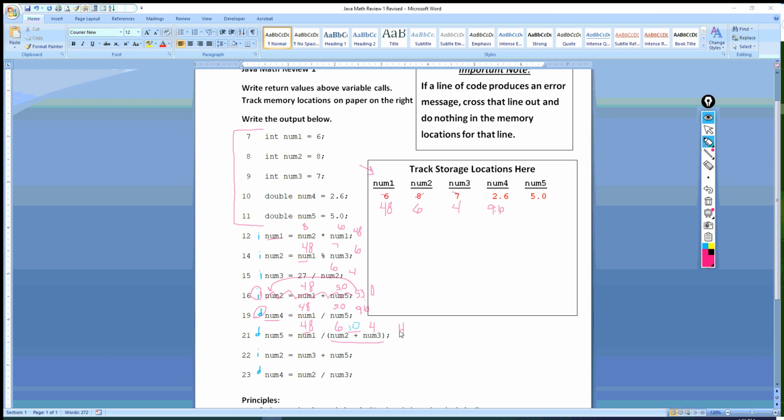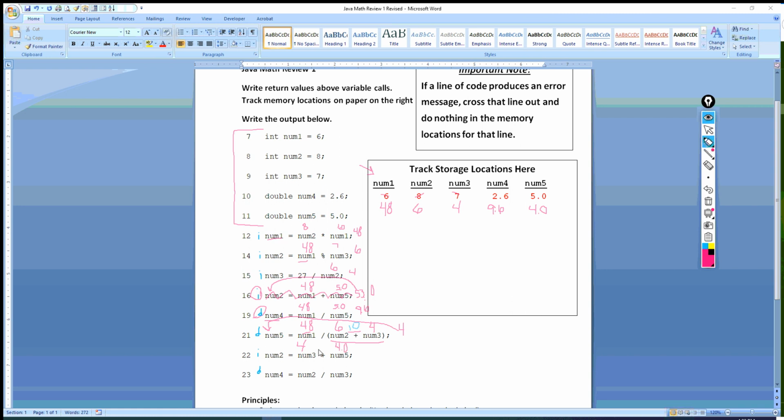Alright, so now we're going to store the 4, or the int, inside of num5, which is a double. Now it fits. An int is smaller, so it does fit inside of num5. But when it gets put in there, it's converted to a decimal because it's a double variable. So it's got to be converted to a decimal, which means just add a 0.0. Line 22. Num3 is 4, and num5 is 4.0 now. So we got to make sure we use the new value.